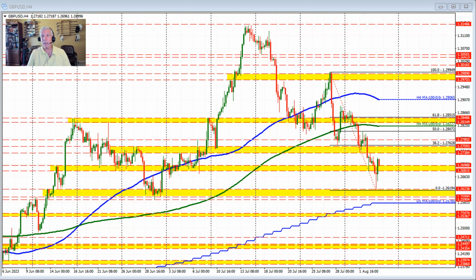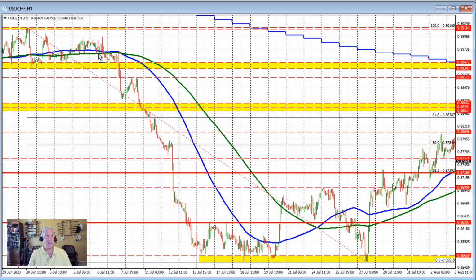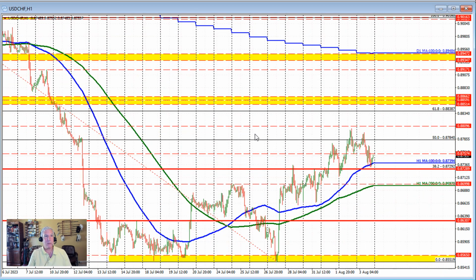Finally, let's take a look at the dollar versus Swiss franc. We saw this pair move higher. We saw weaker CPI data come out of Switzerland today, but the price fell short of this high, even though the price moved above the 50% retracement of the move down from this swing high going back to the end of June to the low price that we saw in July.